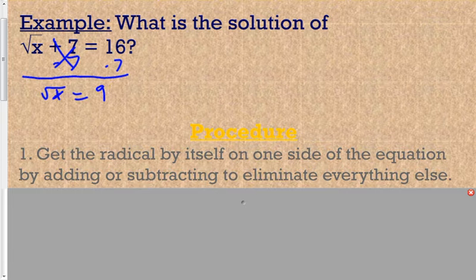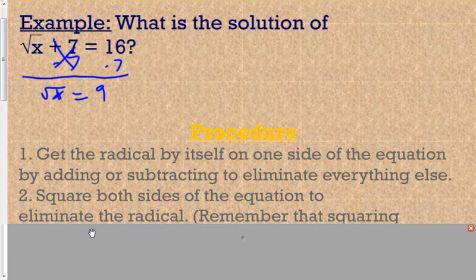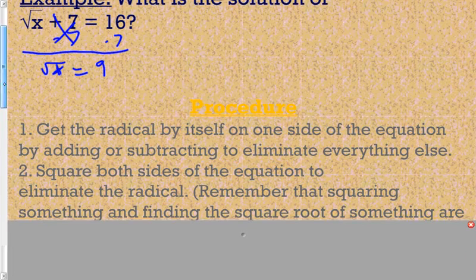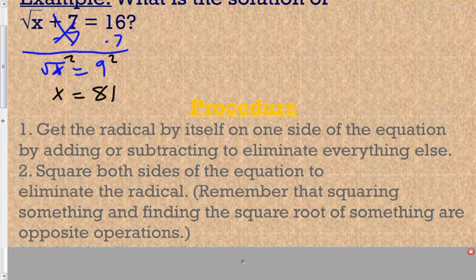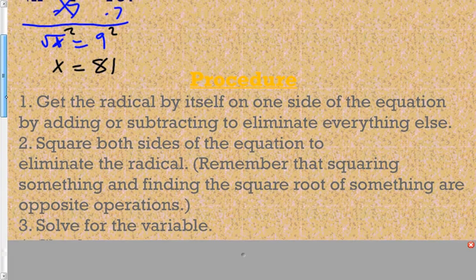All right. Step 2. Square both sides of the equation to eliminate the radical. So once the radical is all by itself, you can square it. Remember that squaring something and finding the square root of something are opposites. So that's why we're going to square it. So if we square this side, and we square this side, that cancels out the square root, and we're left with just x here by itself. And that would be equal to 81. All right? Solve for the variable, which we just did.